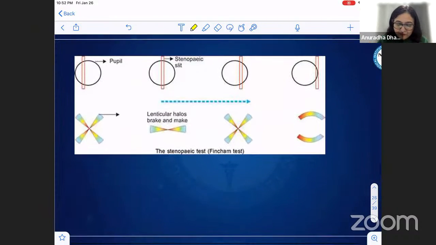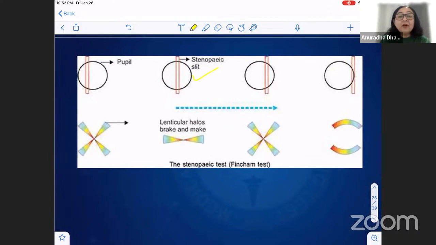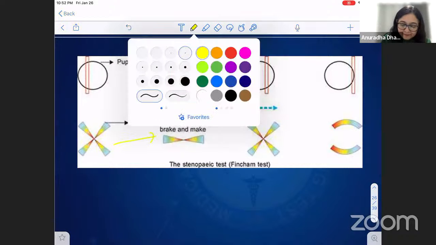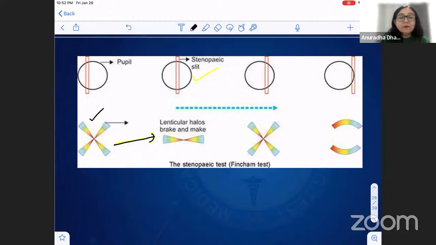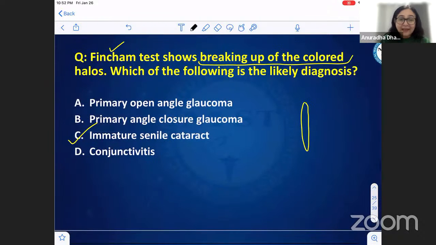Okay, so again, I can show you this figure to have a visual memory of this. So this is how you present a stenopic slit to the patient. So when the patient is looking through the stenopic slit, these colored halos break. The patient was seeing colored halos all around, then they break in one area. And when the slit passes through, again they rejoin. So this is your Fmge test. So if this is happening, it means the halos are due to immature senile cataract and they are not due to angle closure glaucoma. Okay, so if this was the scenario, then the answer is immature senile cataract.